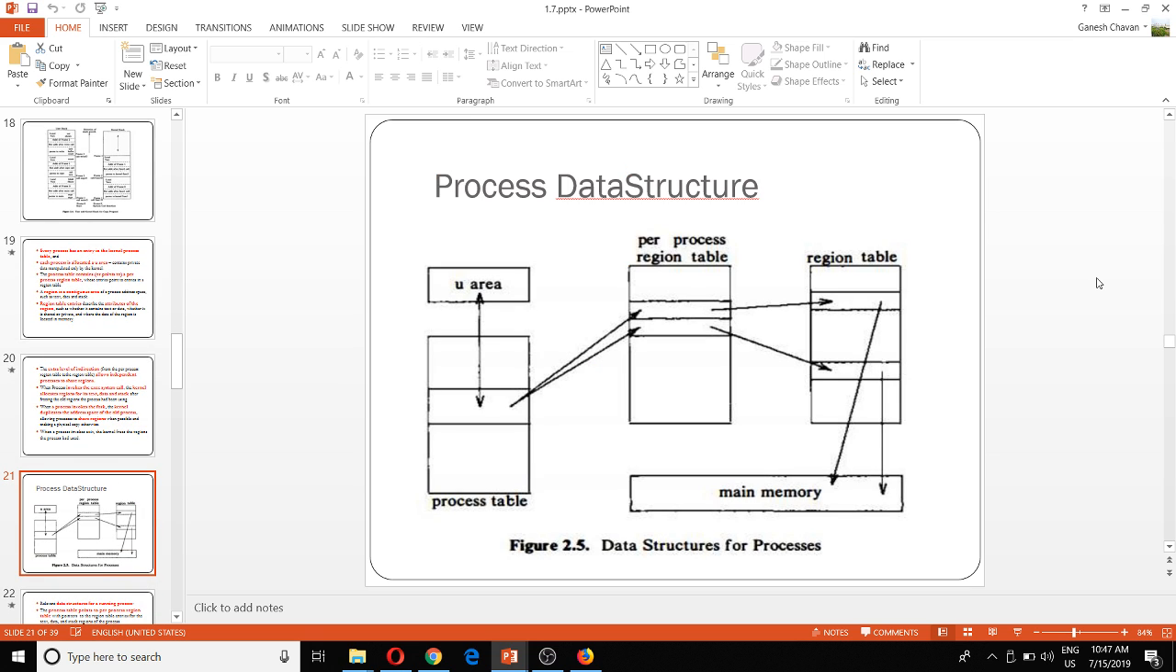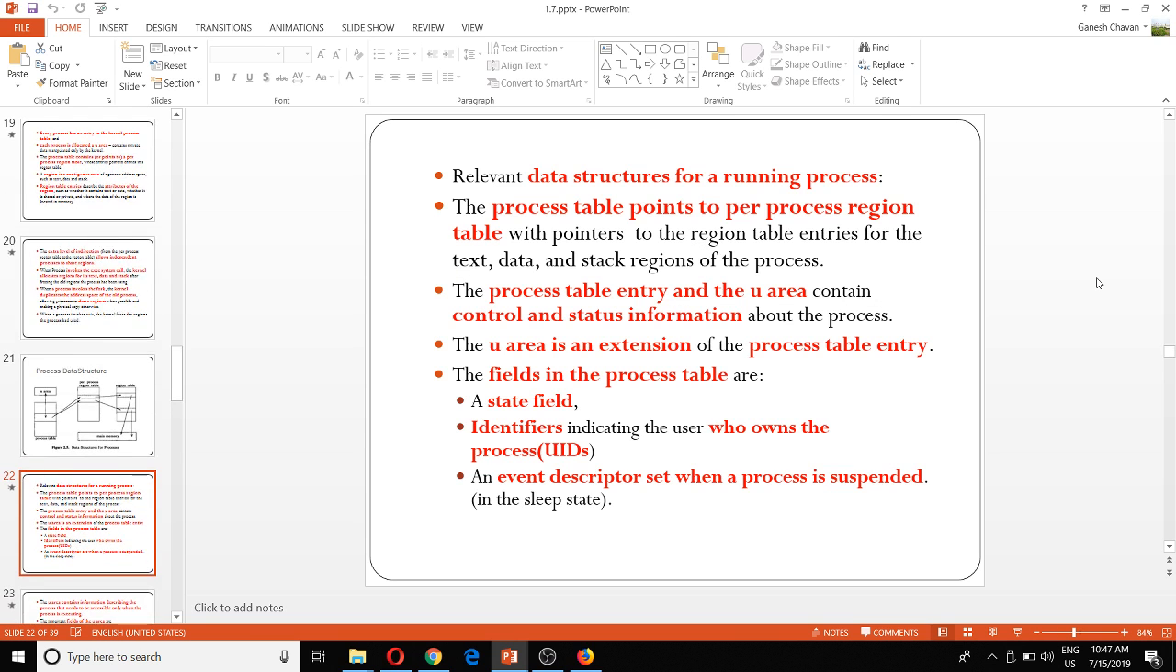Process data structures. Here in this diagram, you will come across the U area, process table, per process region table, and main memory: the relevant data structures for running a process. The process table points to a per process region table with pointers to the region table entries for the text, data, and stack regions of the process.